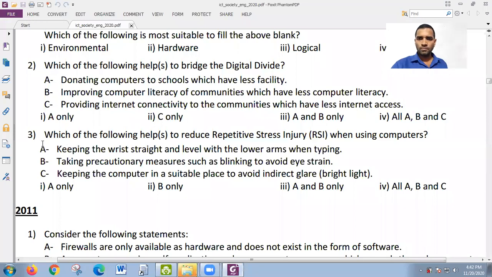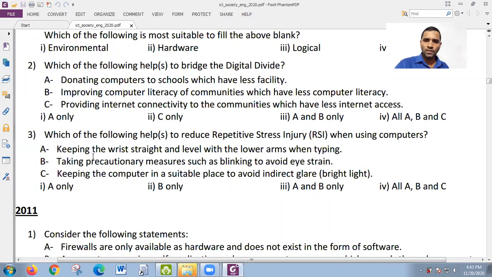Third, right? Okay. Which of the following help to reduce repetitive stress injury when using computers? Right? Which of the following can reduce the RSI? You know RSI, right? The pains that you experience from shoulder to fingers when you do some repeated things in the computer, right? So look at the options. I read out the question again. Which of the following help to reduce the RSI, right?